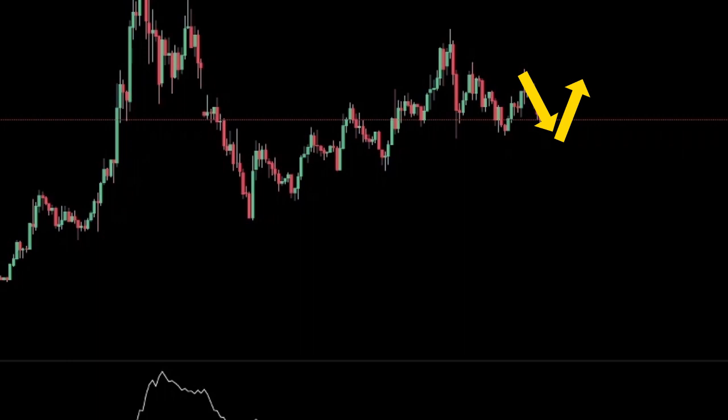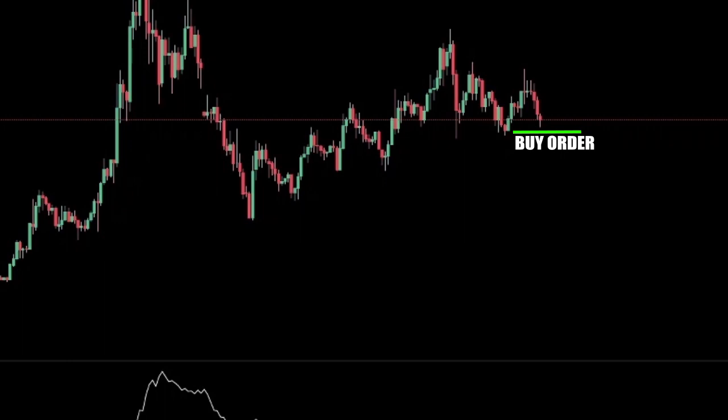The next step is to set our entry. In this case, we want to go long and try to catch the next pullback. So let's say that this green line is our entry. This is where we will set our buy order. So we set our buy order. Now we need to calculate where we should put our stop loss.